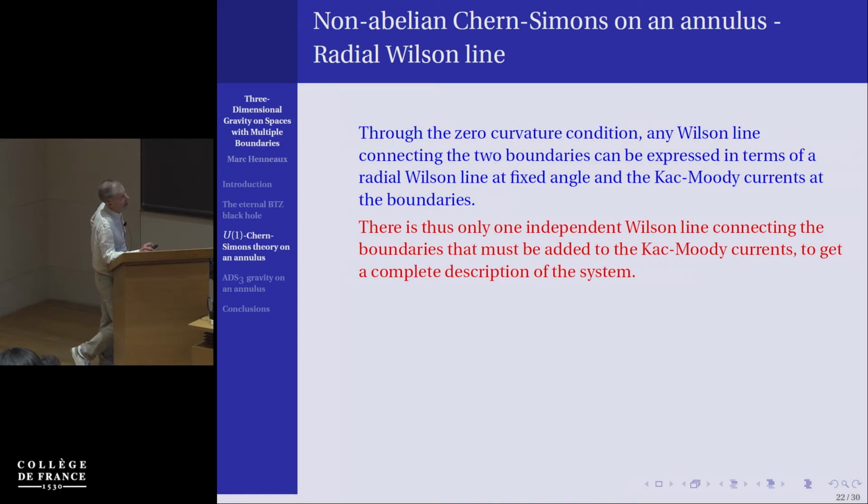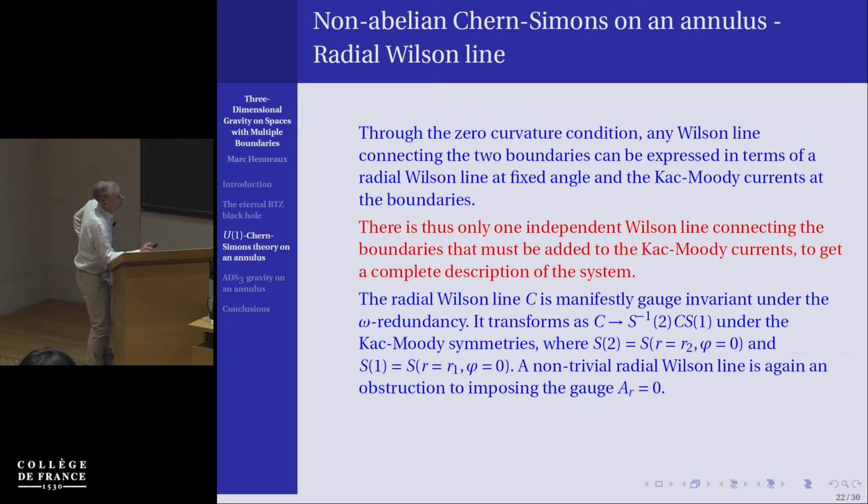So this is really the extension to the non-abelian context of what we saw for U1. From that point of view, the concepts are the same. Now again, you can check that the radial Wilson line is gauge invariant under the omega redundancy. It does not depend on which choices you make, and it will transform under the Kac-Moody symmetries as you expect it to transform. And again, if you get a non-trivial value for the radial Wilson line, it tells you that you cannot impose a gauge A_R equal to 0.